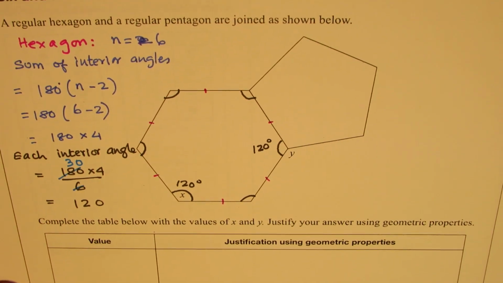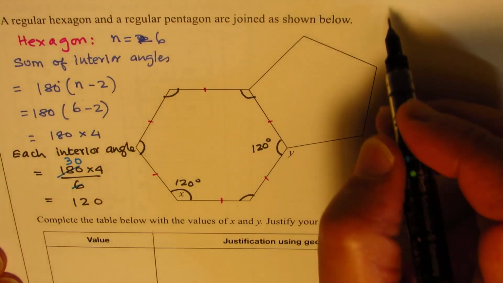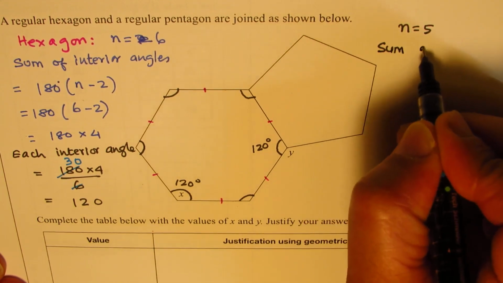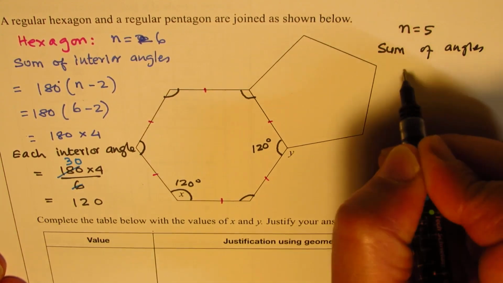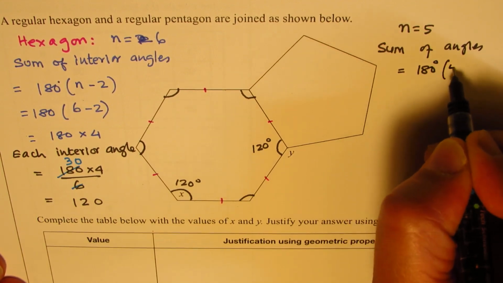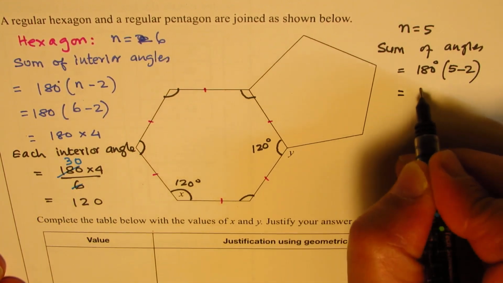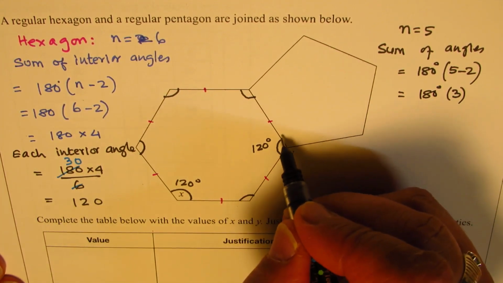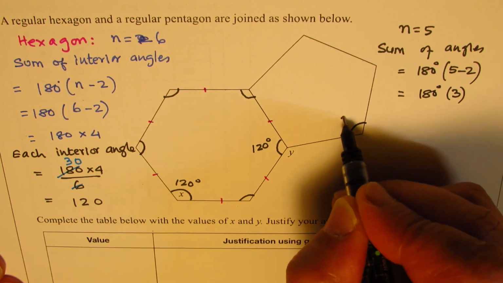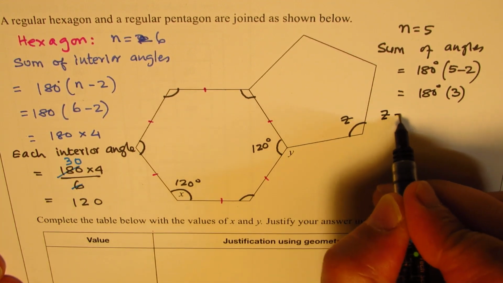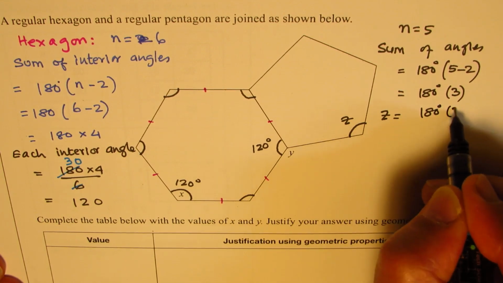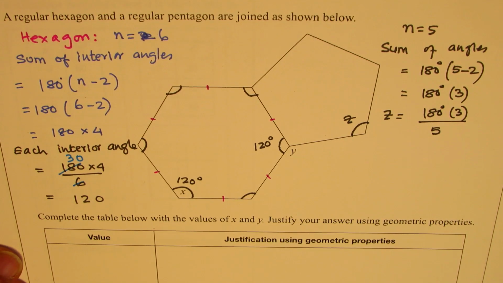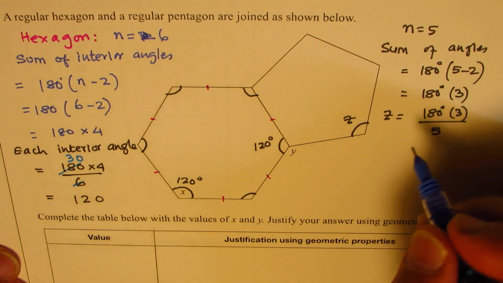Now let's look into the pentagon, and we'll do the same calculations. So here n equals 5. So the sum of angles is 180 degrees times 5 minus 2, which is 180 degrees times 3. Now, how much is each angle? Let's call this z. So each angle z will be 180 degrees times 3 divided by 5, since we have 5 of them in a pentagon, right?